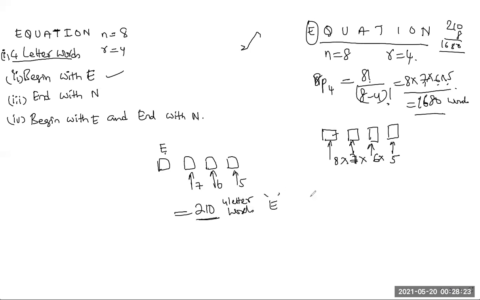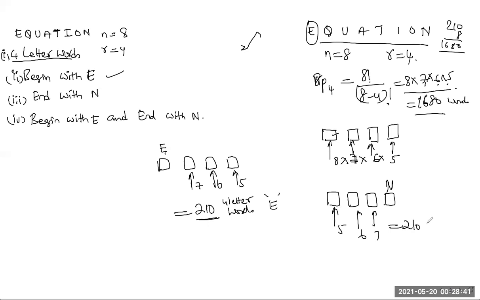The same you can apply to ending with N also, because the first 3 blocks are left for us to choose and the last block is decided, that we are going to fill N. So out of these remaining blocks, there are 7 ways to fill this, 6 ways to fill this, 5 ways to fill this.